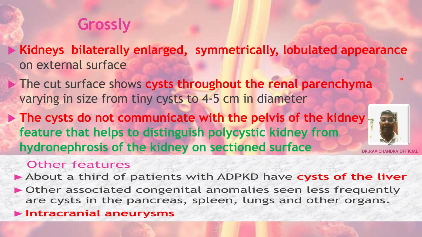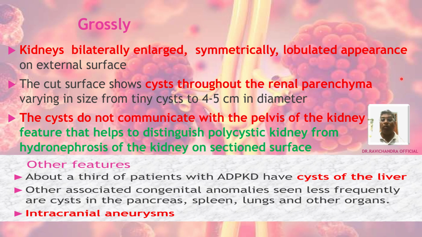Kidneys are bilaterally enlarged, symmetrical, with a lobulated appearance on the external surface because of the macrocysts. The cut surface shows cysts throughout the renal parenchyma, varying in size from tiny cysts to 4 to 5 centimeters in diameter. These cysts will not communicate with the pelvis of the kidney. This is a very characteristic feature of ADPKD, polycystic kidney disease.